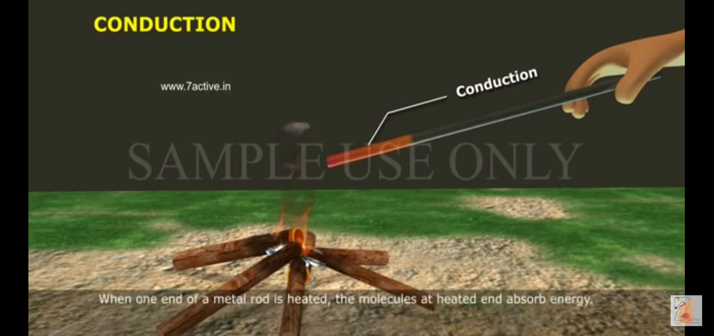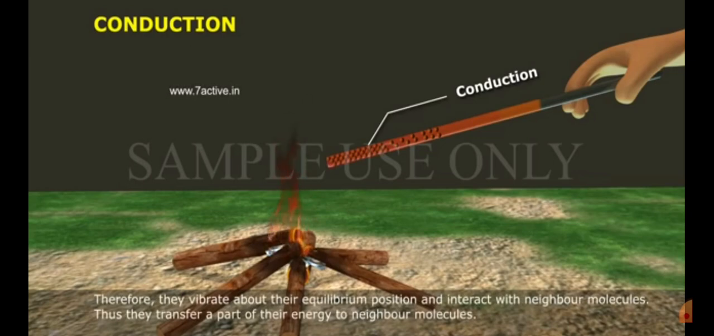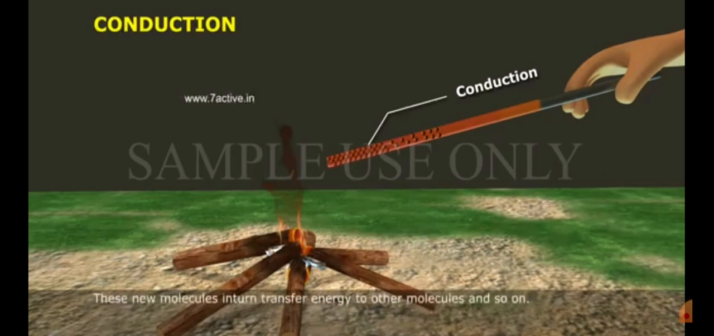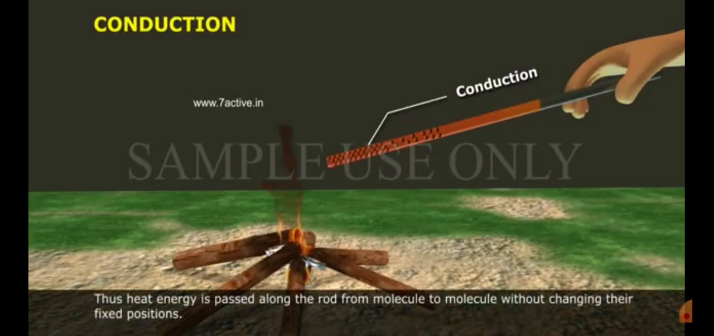When one end of a metal rod is heated, the molecules at the heated end absorb energy. Therefore, they vibrate about their equilibrium position and interact with neighbor molecules. Thus, they transfer a part of their energy to neighbor molecules. These new molecules in turn transfer energy to other molecules and so on. Thus, heat energy is passed along the rod from molecule to molecule without changing their fixed positions.